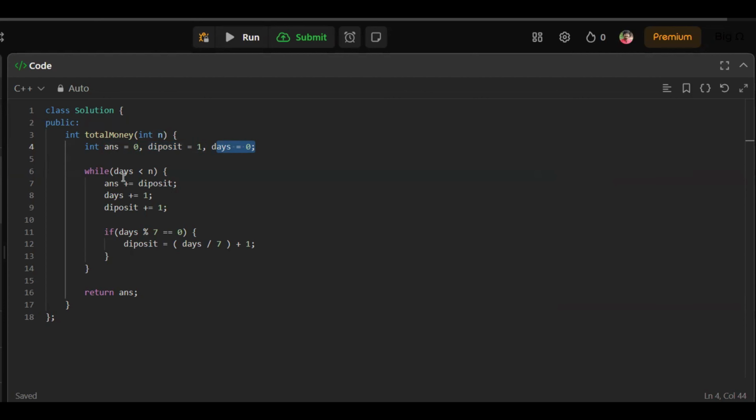Now we are running a loop until days is less than n, and at each day we will add the amount of deposit into the answer, and after that we will increase the days value and the deposit value by 1. Now it can be possible that we need to reset our deposit value for a specific day. So here, if the days value is perfectly divisible by 7, then the deposit will be days divided by 7 plus 1. So for the next week, the iteration starts from this reset deposit value. Finally, we have to return the answer. I hope you understood the code.